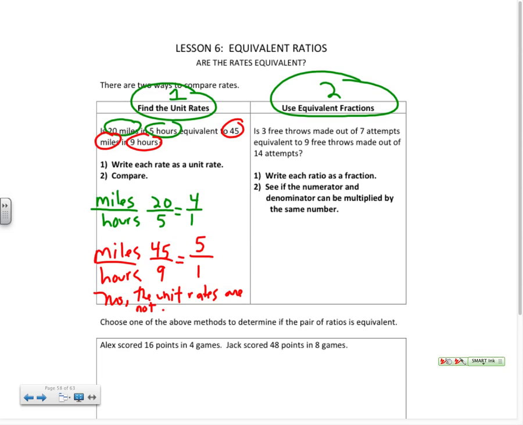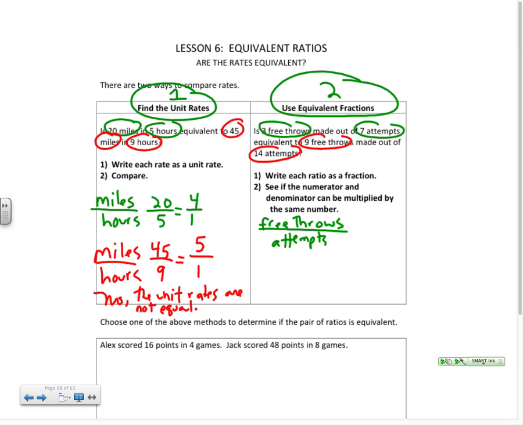Okay, so that's one way we can look at comparing rates. If our numbers are pretty simple to work with, that would be a simple way. Let's look at another example. Is 3 free throws made out of 7 attempts equivalent to 9 free throws made out of 14 attempts? So let's write each ratio as a fraction, and the things being compared are free throws to attempts.